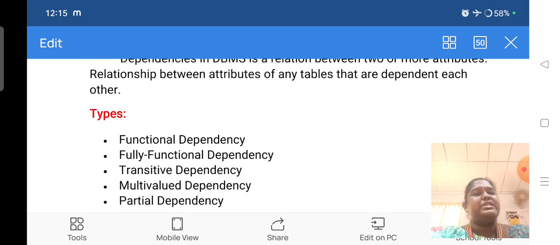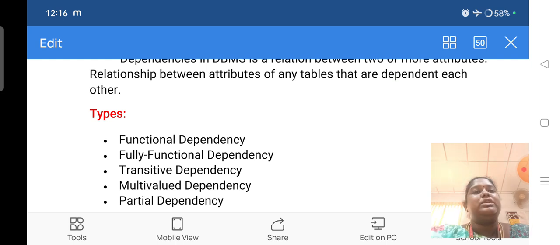We have these types of dependency: functional dependency, fully functional dependency, transitive dependency, multi-value dependency, partial dependency. A functional dependency means P tends to Q. Fully functional dependency means we want to know the days of a given project. To calculate the days for the given project, we need to know the employee ID and project ID. By knowing the employee ID and project ID, we calculate the number of days. Transitive dependency means it is an indirect relationship. P tends to Q, Q tends to R, so P tends to R is an indirect dependency, a transitive dependency.